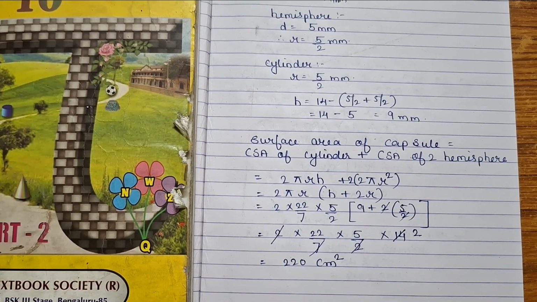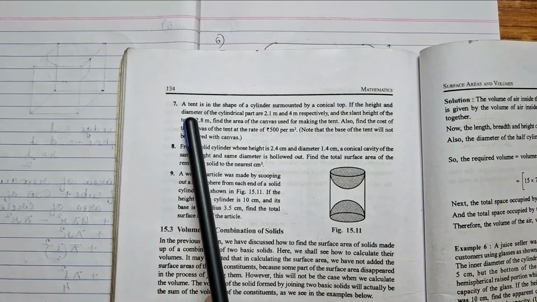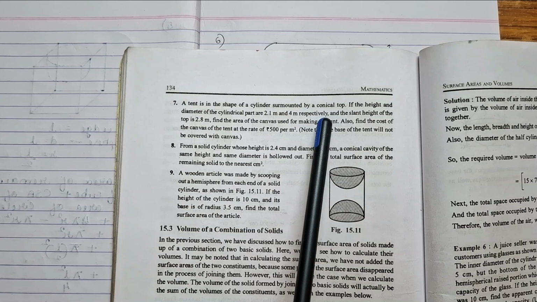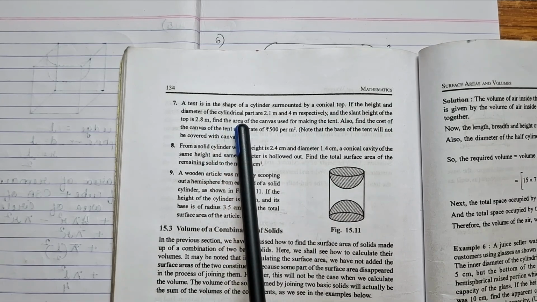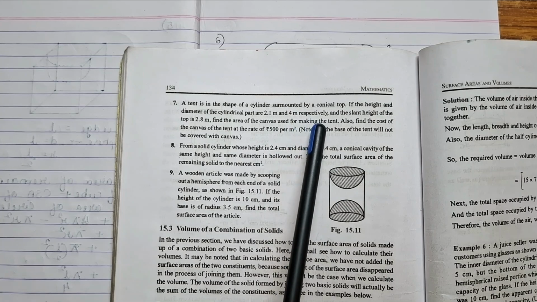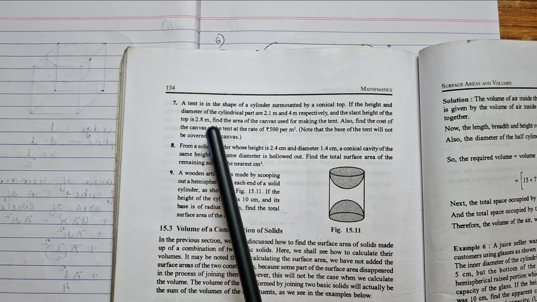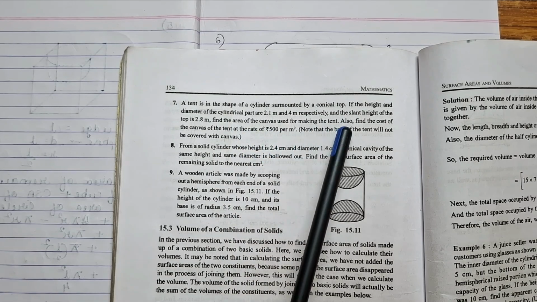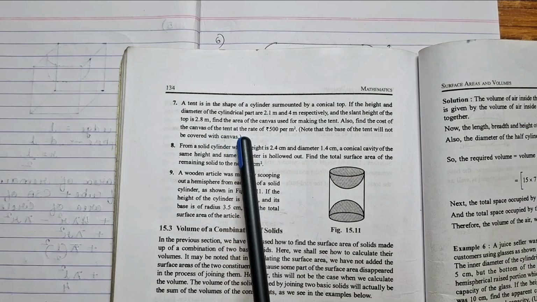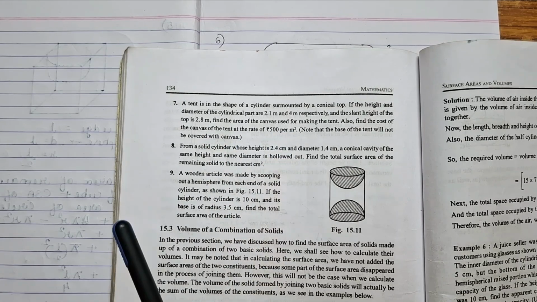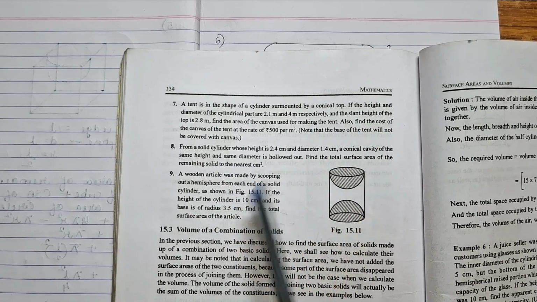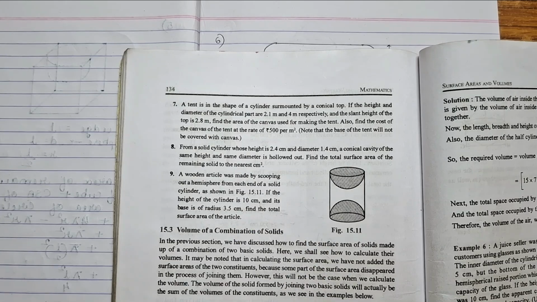So the sixth sum was not at all difficult. Let's check what the seventh problem of this exercise is. The seventh problem here is, a tent is in the shape of a cylinder surmounted by a conical top. If the height and diameter of the cylindrical part are 2.1 and 4 meters respectively, and the slant height of the top is 2.8 meters, find the area of the canvas used for making the tent. Also find the cost of the canvas of the tent at the rate of rupees 500 per meter square. Now here they have also given the note that the base of the tent will not be covered with the canvas. Means they are not going to use canvas for the base of this tent.